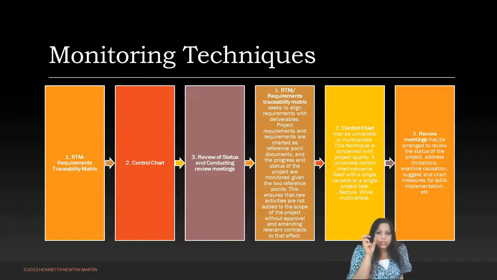So next is control chart. Now this may be univariate or multivariate. So this technique is concerned with project quality, and a univariate control chart concerns itself with a single variable or a single project task. And while multivariate, of course, with multiple tasks or multiple variables.